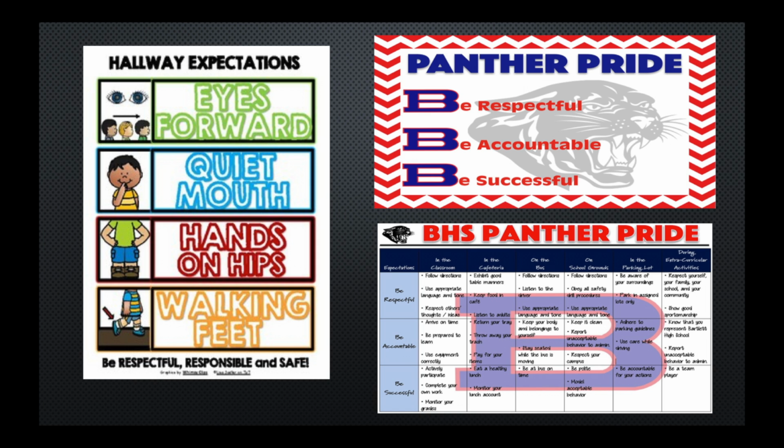The next two examples are from School-Wide Positive Behavior Supports, or RTI-B programs, that are meant to teach all students across the building expectations school-wide. For example, Panther Pride shows that students are expected to be respectful, be accountable, and be successful. The poster on the bottom shows students how they can exhibit these traits in all areas of the school building.